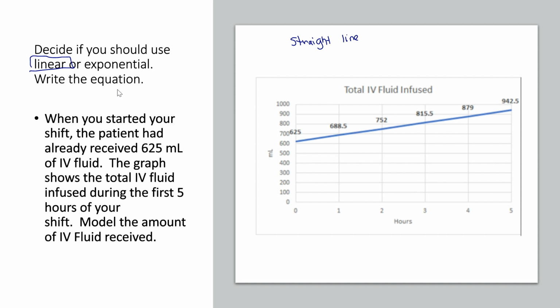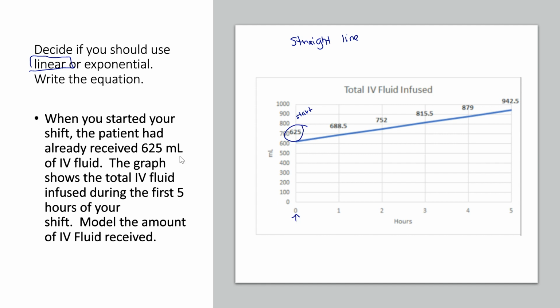Next thing is it tells me to write the equation. So it says when you started your shift, the patient had already received 625 milliliters of IV fluid. The graph shows the total IV fluid infused during the first 5 hours of your shift. Model the amount of IV fluid received. So when I look at the graph, when I look at the 0, this number here that matched up with time is 0, is the start. So I have that piece of information given to me because they gave me a graph that showed me 0. Now, if the graph did not show me 0, then I would have to do more work, but this one does.